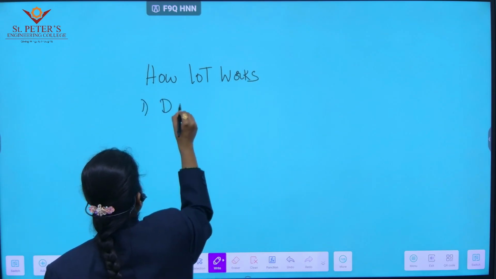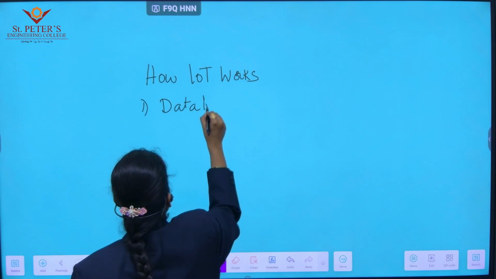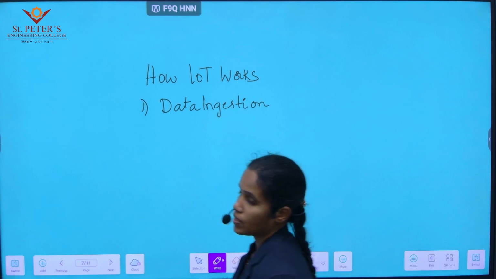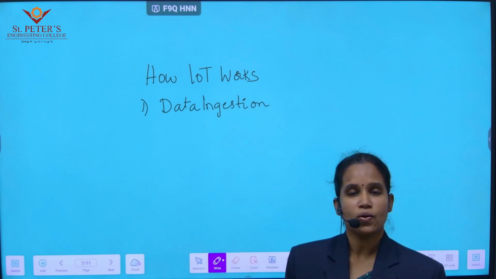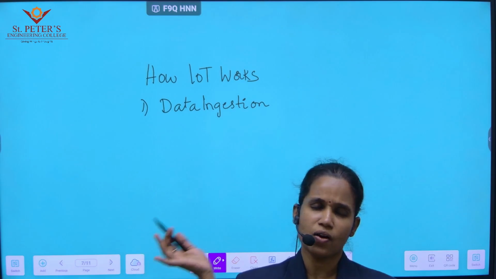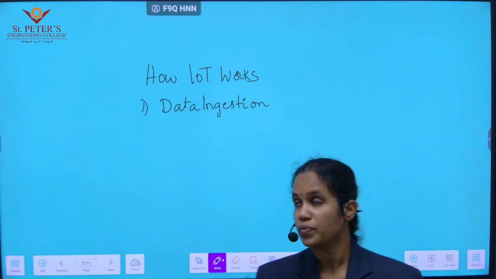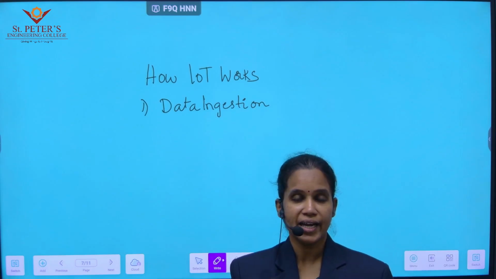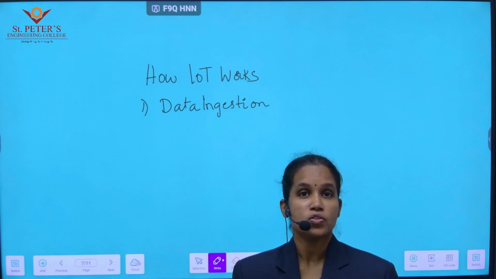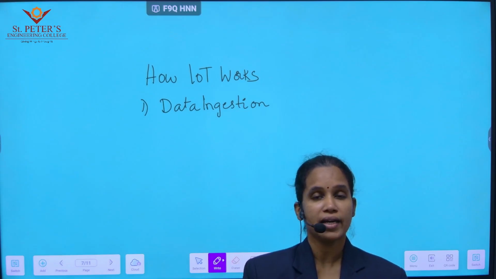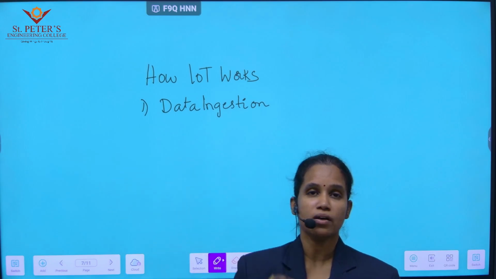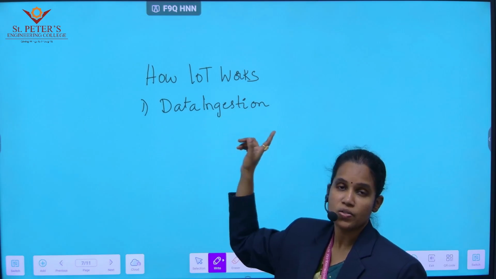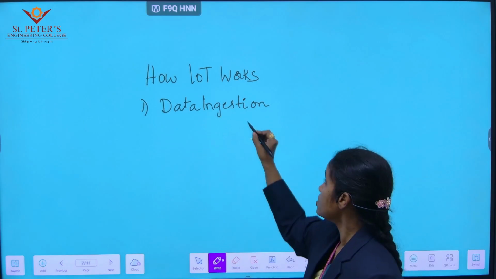First step, data ingestion. We already know the IoT devices have embedded sensors, or they can be interfaced externally also. So first one, data ingestion. Whatever data is collected from the sensors can be kept with the sensors, or it can be sent directly to the cloud server. In the first step, data ingestion means data generation. The data is mainly generated by the sensors.